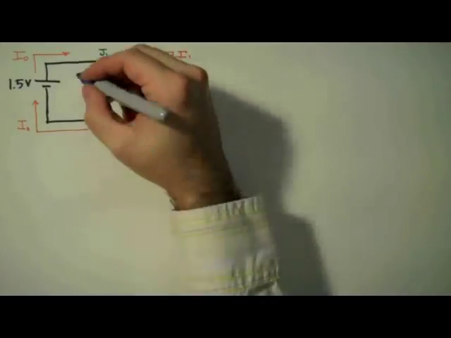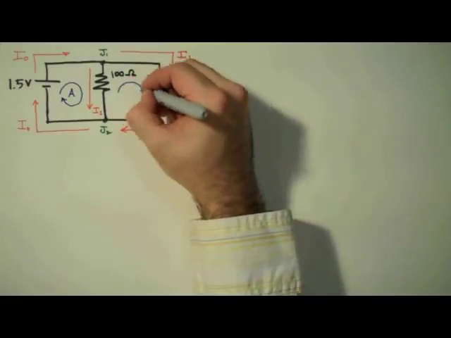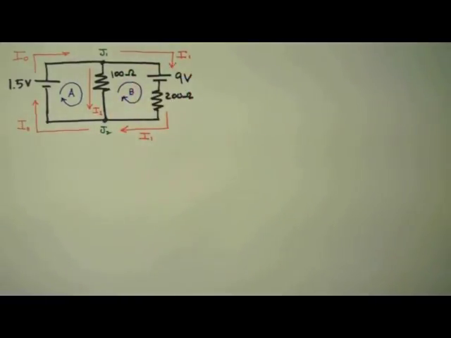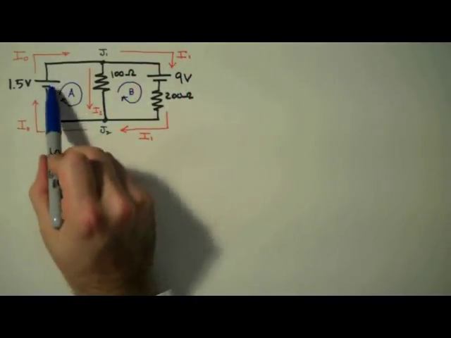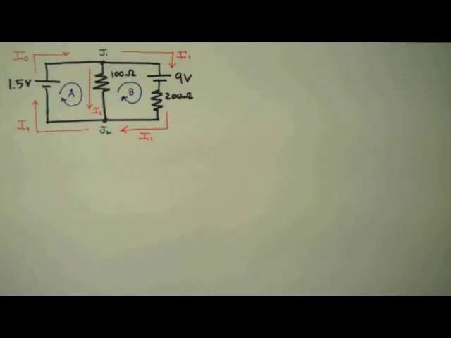Next, we label our loops. I'll label this loop A and this loop B. Just like the currents, the direction of your loops is arbitrary. And you can label this outer perimeter loop C if you'd like. I'm not going to. I anticipate we won't need it.